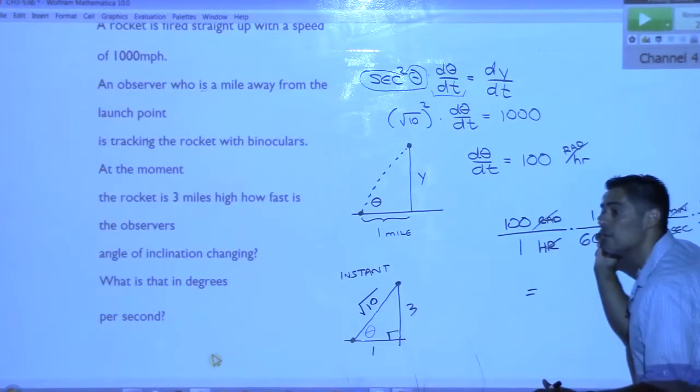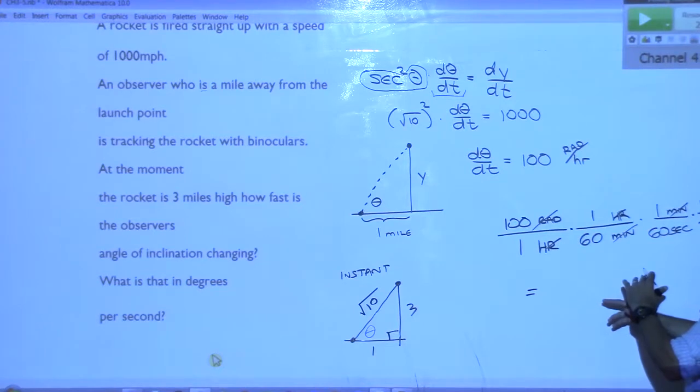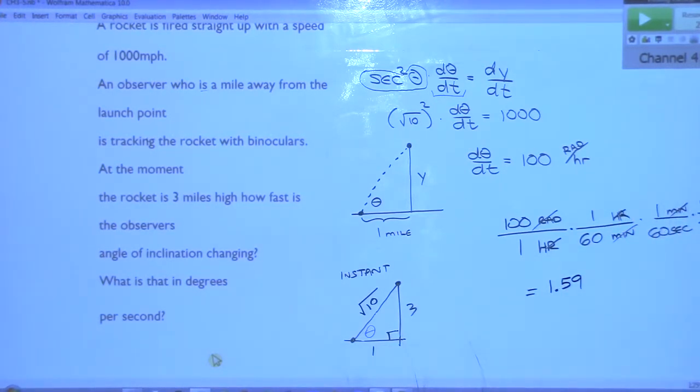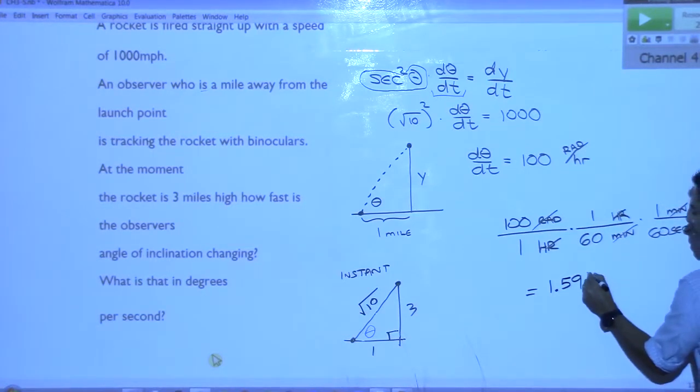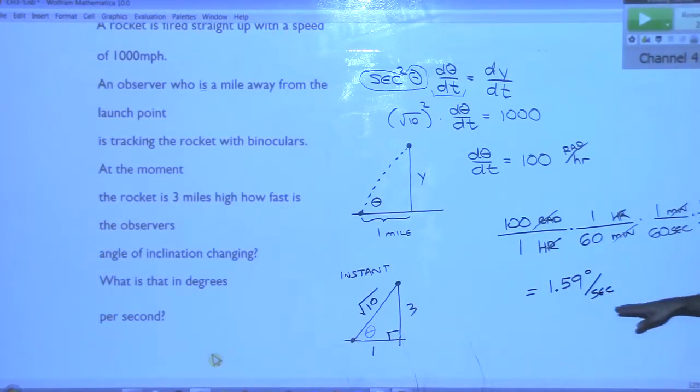Sorry? Go ahead and give me a decimal. Yeah, give me the decimal. 1.59. Let's get somebody to agree. Yes, 1.59 what? Degrees per second. So that number, I think, is a little bit easier for us to put our heads around, right? Like, 1 degree, it's not a very big angle. At that instant in time, he's rotating at about 1.5 or so degrees per second.